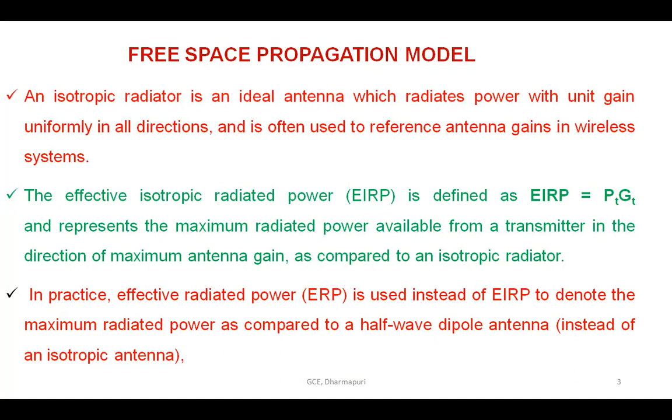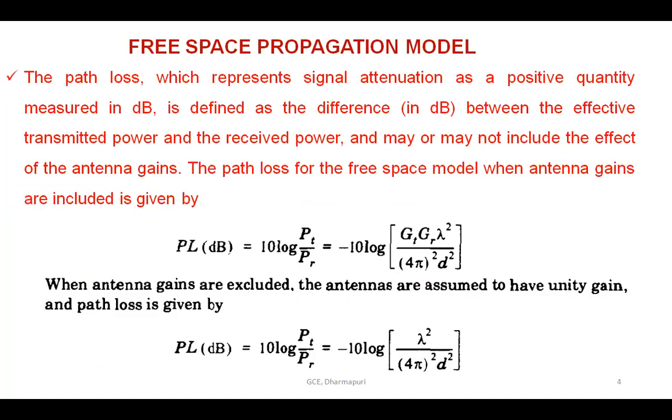In practice, the effective radiated power, ERP, is used instead of EIRP to denote the maximum radiated power as compared to a half-wave dipole antenna. The path loss, which represents the signal attenuation as a positive quantity measured in dB, is defined as the difference between the effective transmitted power and received power, and may or may not include the effect of antenna gains. The path loss may be calculated for a free space model.